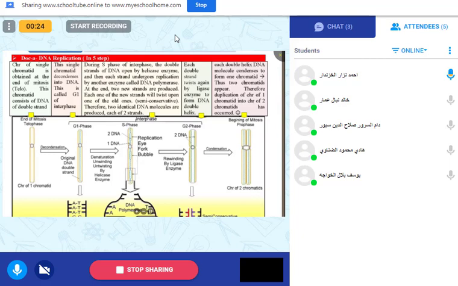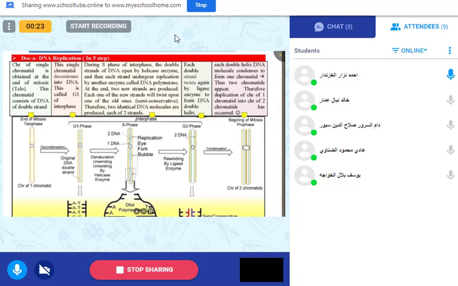During S phase of interphase, the double strands of DNA open by helicase enzyme, and then each strand undergoes replication by another enzyme called DNA polymerase. At the end, two new strands are produced. Each one of the new strands will twist upon one of the old ones. Semiconservative. Therefore, two identical DNA molecules are produced.